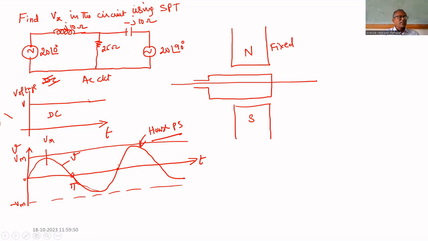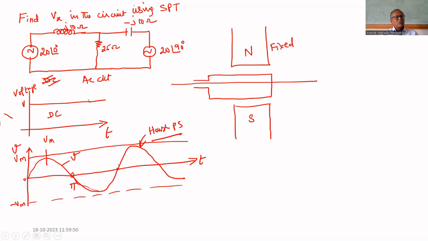DC we cannot produce because we can rotate easily. How can we keep a constant change in flux? It's not possible, no. That's why it is a varying voltage we are getting. A sinusoidal voltage we got.